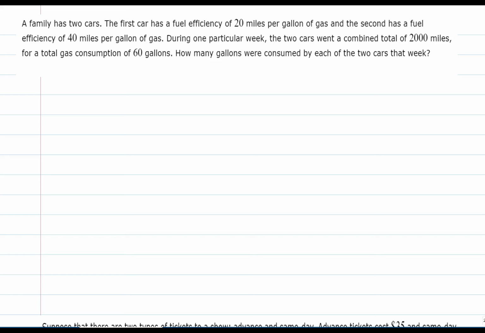A family has two cars. The first car has a fuel efficiency of 20 miles per gallon. The second has a fuel efficiency of 40 miles per gallon. During one particular week, the two cars went a combined total of 2,000 miles for a total gas consumption of 60 gallons. How many gallons were consumed by each of the two cars? Oh, crud, right? Yep, I'll wait.